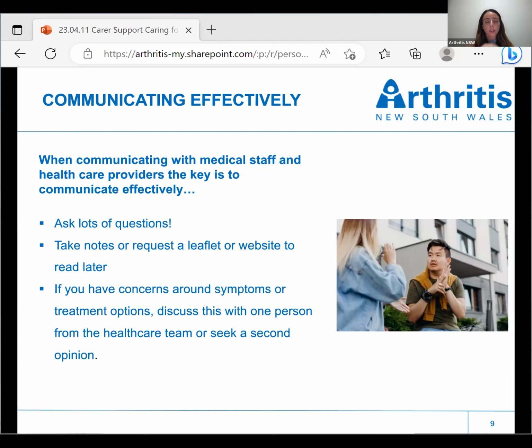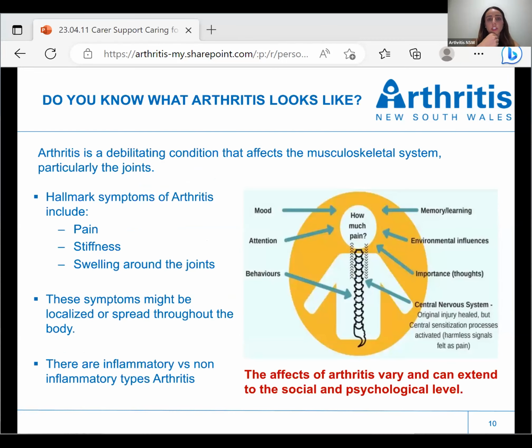I want to go to this question. Do you know what arthritis looks like? There are many different types of arthritis that exist, all of which are very painful. The hallmark symptoms of arthritis usually include pain, stiffness, and swelling around the joints.